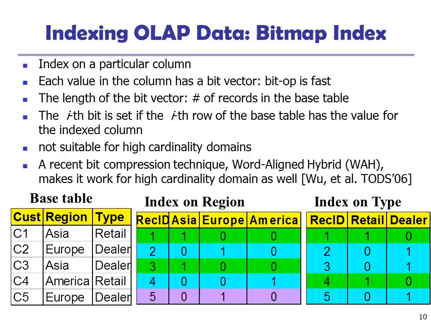In a similar way, the index on type is shown in the next table. So you have record IDs mapping to the different values that the type can take. There are two different values. One of them is retail, the other one is dealer. So you just have two columns added to the index on type. Once again, let's take C2. C2 says the type is dealer. So under dealer we see a 1, and under retail for the same row we see a 0. So this is how bitmap indexing is done.